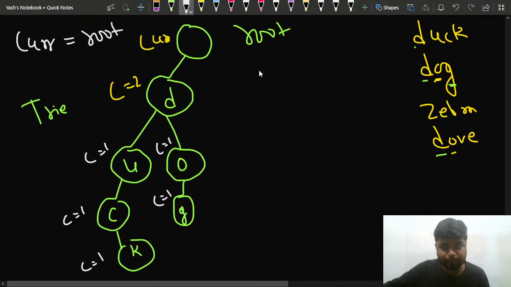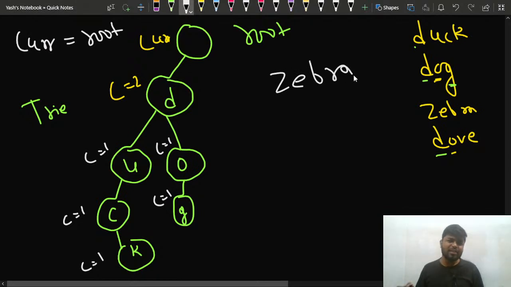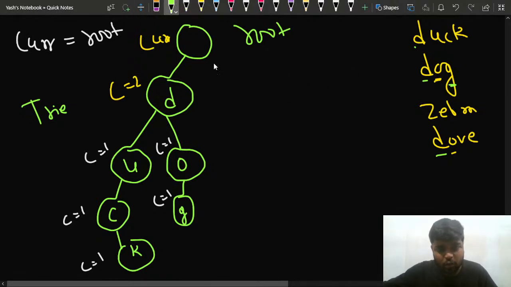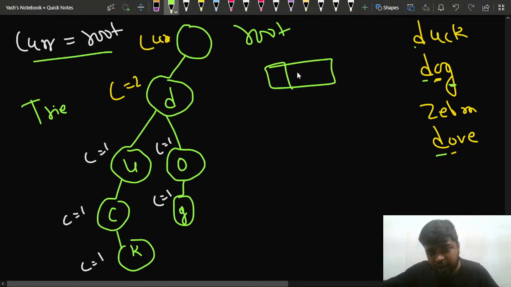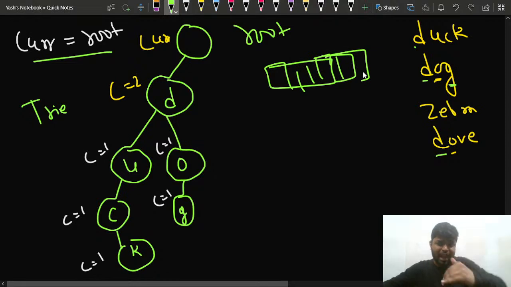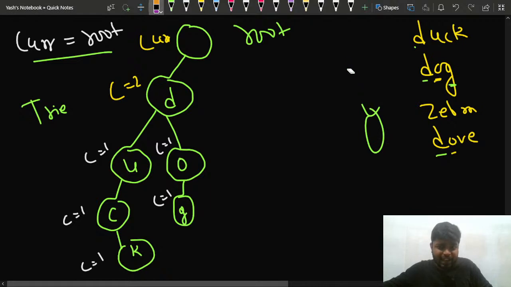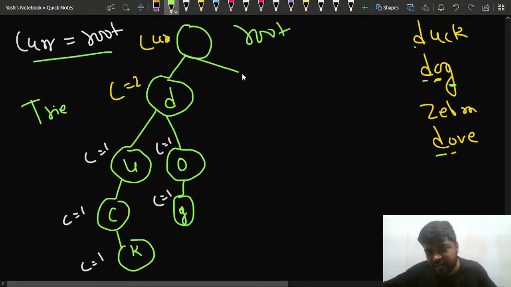Now I'll have zebra. So if I have zebra, so do I have a Z? No, I don't have a Z. Right, currently I do not have a Z. So for the current, I'll update my current to root, and for this particular root, it's a 26 size array. Do I have a Z? No, its last pointer is not pointing to any node, right? So it does not already have a Z. So that is why I'll change it from null and I'll insert a new node Z.